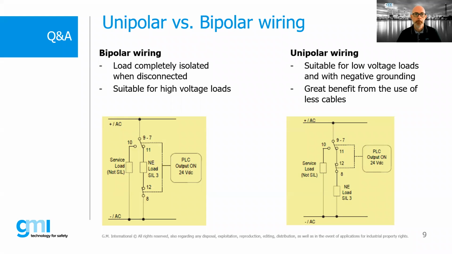From an electrical point of view, this type of connection gives us greater safety thanks to the complete isolation of the load. In the unipolar solution, the connection isolates the load only on one of the power supply lines, and allows us to bring a negative to earth in case of need. Furthermore, this type of connection gives us great benefits from the point of view of cable savings. This is the main characteristic of the two connections.